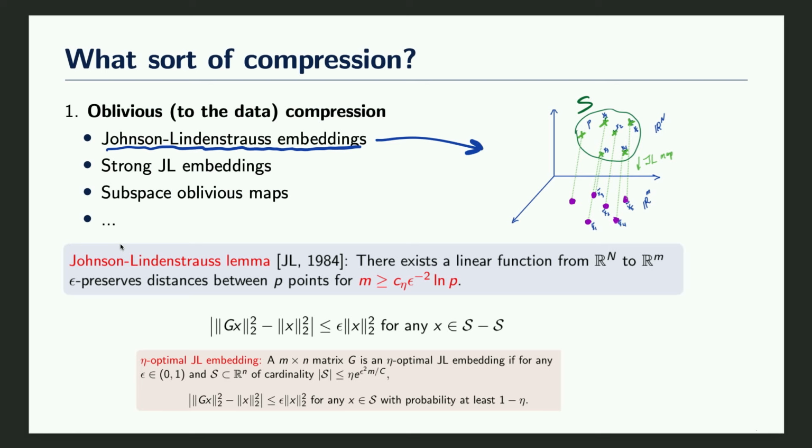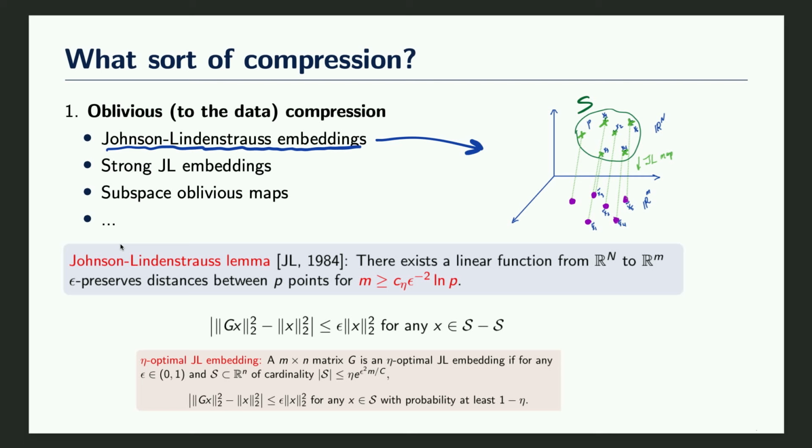Okay? So what does it say? Maybe capital N is a billion, right? Small m is logarithmic in the number of points. We can do a linear map so that the pairwise distances, we take the difference between two points, will be similar.